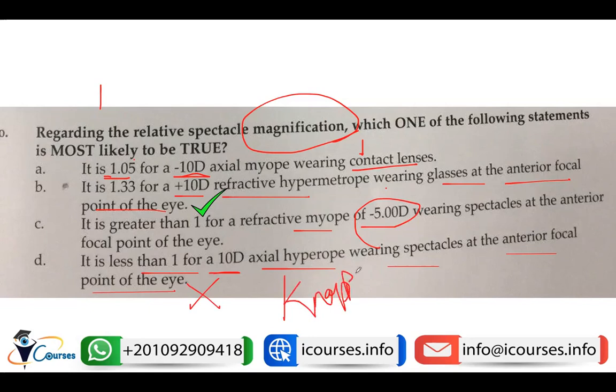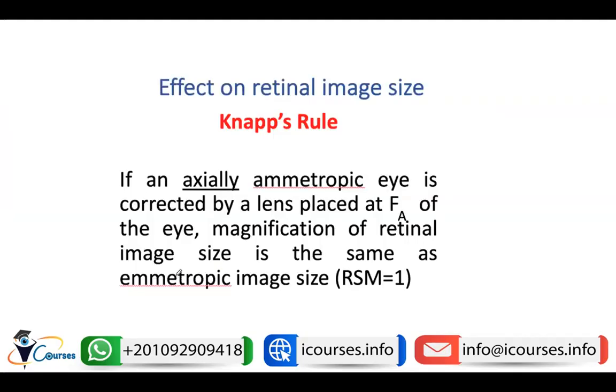If we have an axially ametropic eye, so axial myopia or axial hypermetropia, that is wearing spectacles at the anterior focal point of the eye, then the resultant image size will be the same as the emmetropic image size. Again, what is Knapp's rule? If an axially ametropic eye is corrected by a lens present at the anterior focal point of the eye, then the retinal image size is the same as the emmetropic image size, or the relative spectacle magnification is 1. So D is wrong.